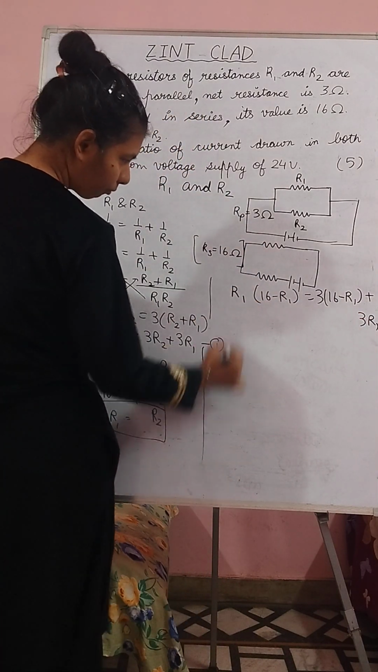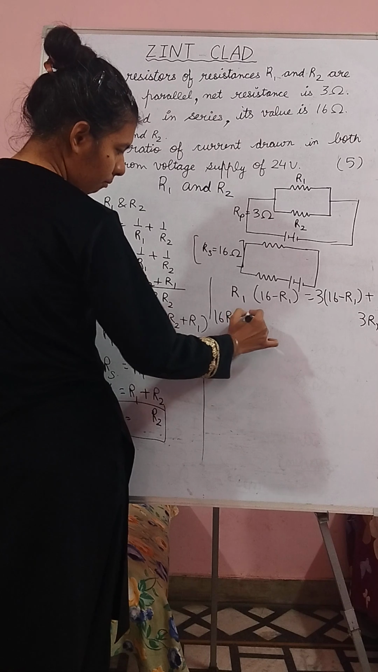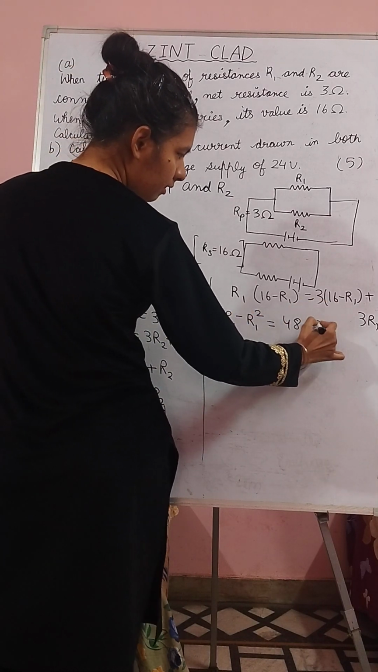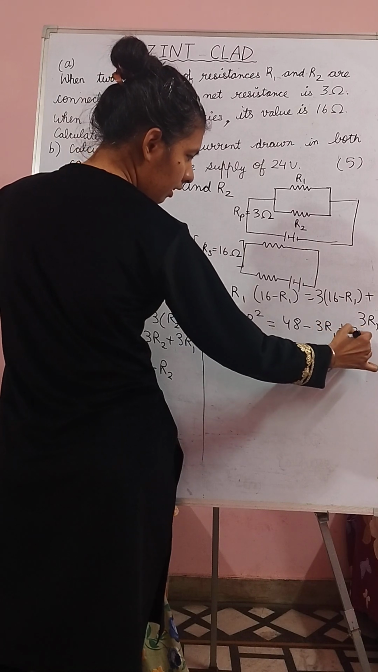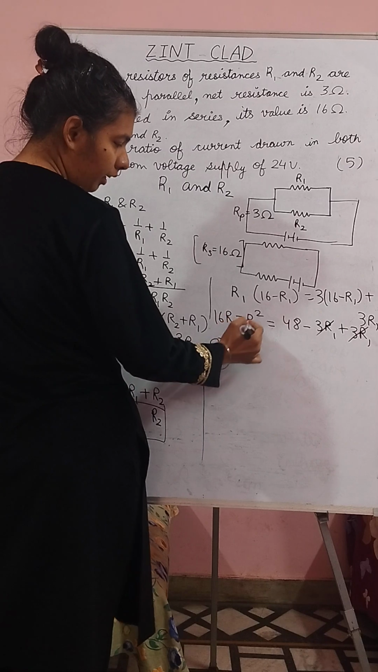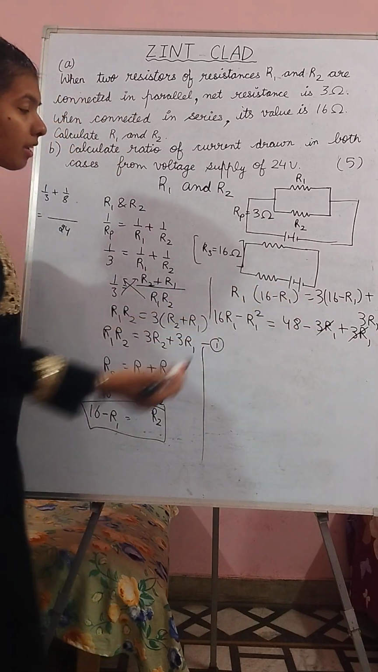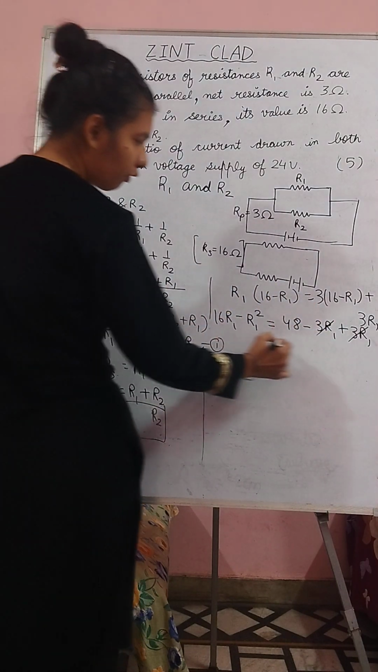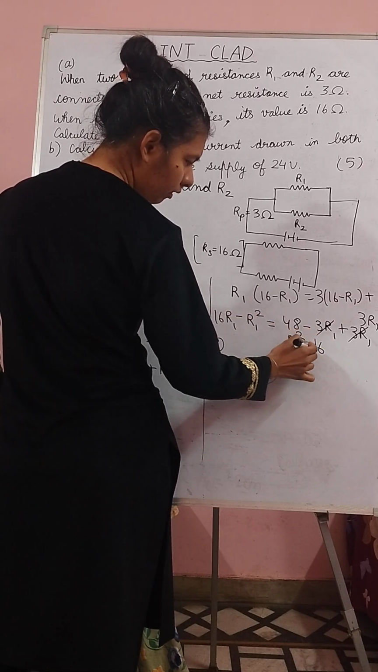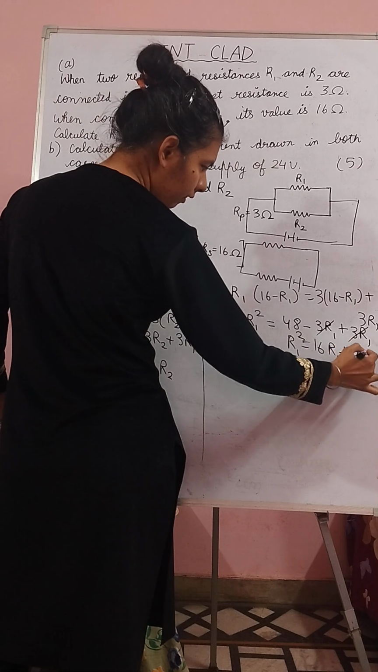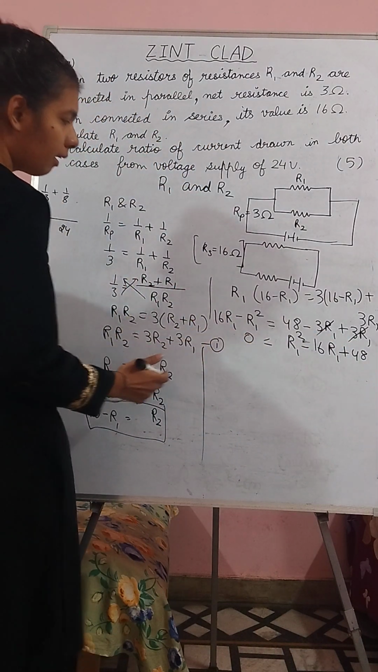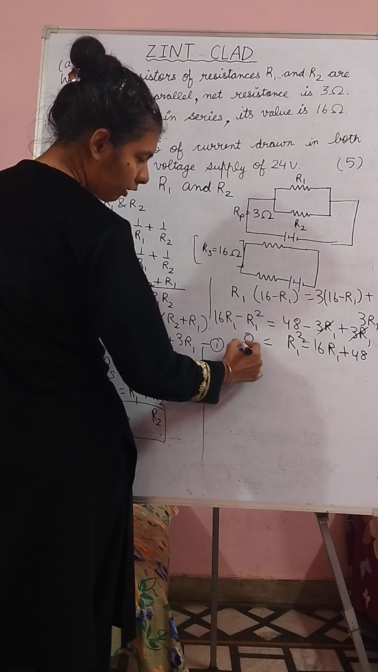It would be 16 R1 minus R1 square is equal to 16 times 3 is 48 minus 3 R1 plus 3 R1. Plus 3 R1 minus 3 R1 cancelled. Now we'll take these terms on the other side to make square's term positive. It would be R1 square minus 16 R1 plus 48 is equal to 0, and is equal to 0 we can write it on any side. Now you will make the factors.